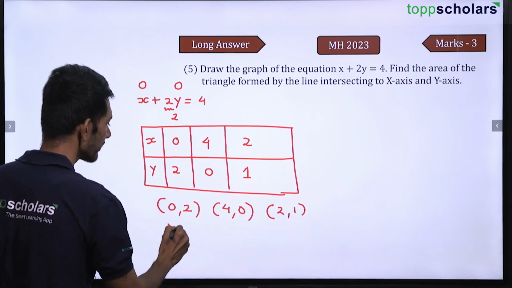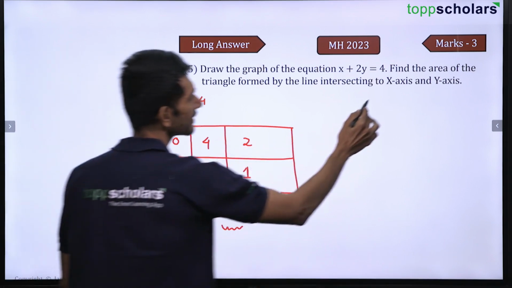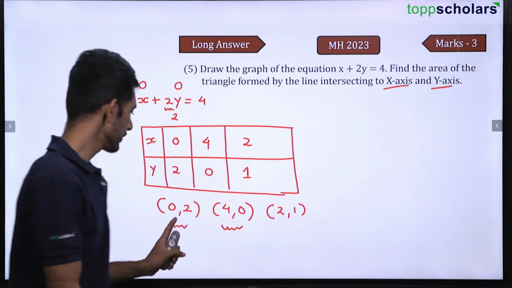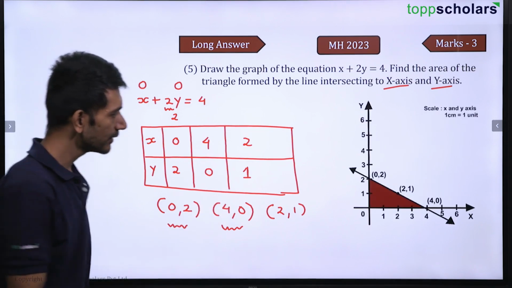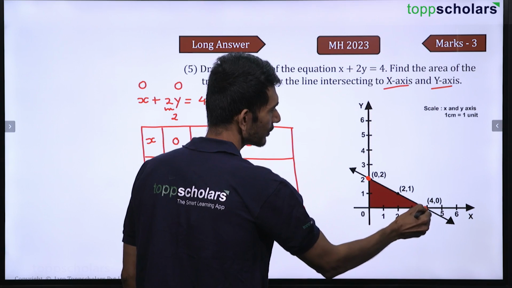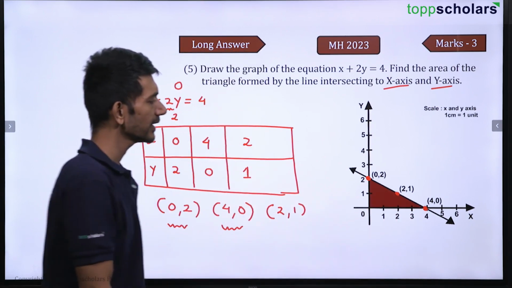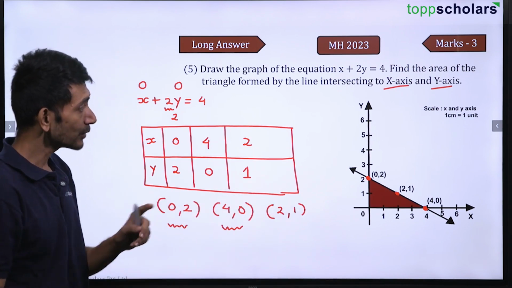Now these points are very important, 0, 2 and 4, 0. Because they lie on the x-axis and y-axis, right? 0, 2 lies on the y-axis. We'll see the graph. See, 0, 2 lies on the y-axis, 4, 0 lies on the x-axis, and this point is 2, 1. Easy. Now this is not the final answer.